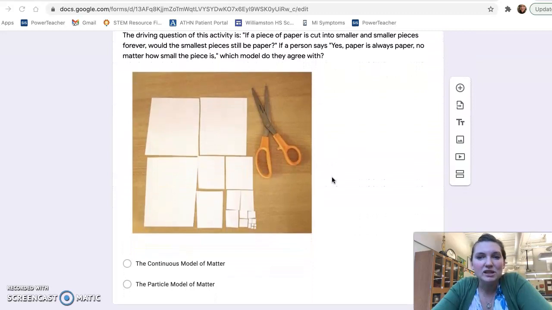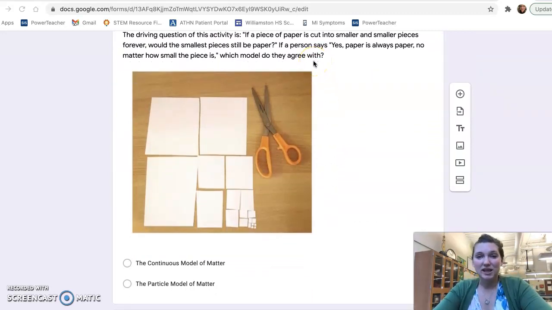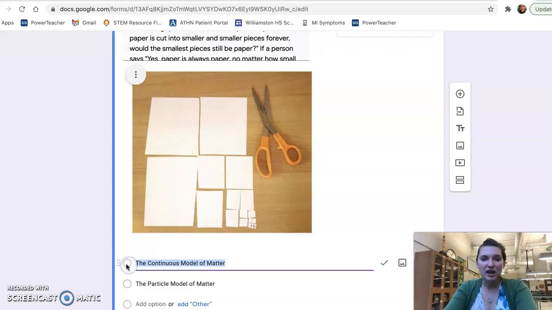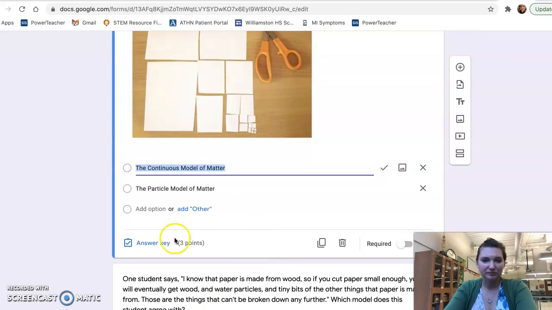So if a piece of paper is cut into smaller and smaller pieces, would the smallest pieces be paper? If a person says, yes, paper is always paper no matter how small the piece is, which model do they agree with? Paper is always paper no matter how small the piece is. That's the continuous model. That means that no matter how small you get, you're still looking at paper, okay?